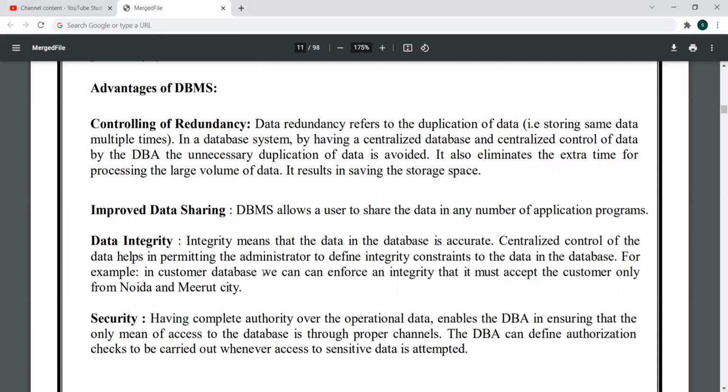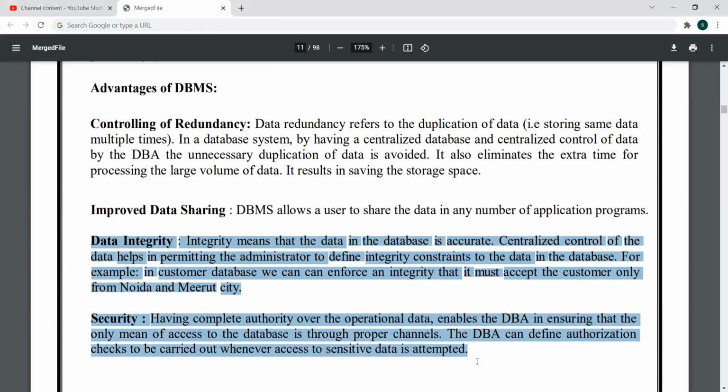Next, data integrity and security. DBMS allows the user to share the data in any number of application programs. Data integrity. Integrity means that the data in the database is accurate. Centralized control of the data helps in permitting the administrator to define integrity constraints on the data in the database. For example, in a customer database, we can enforce an integrity constraint that it must accept customers only from Noida and Meerut City.